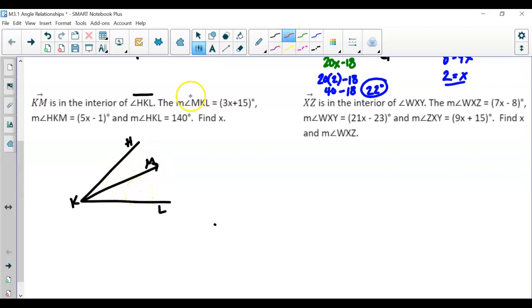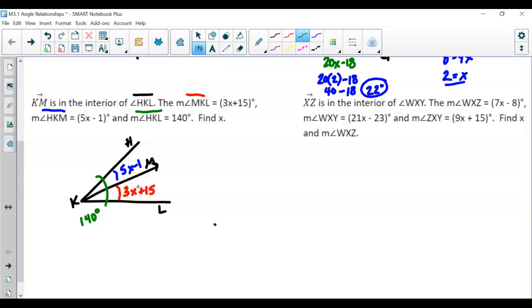But now we'll start labeling. MKL, this angle here, is 3x plus 15. HKM, this piece here, this angle, is 5x minus 1. And HKL, the entire angle here, is 140 degrees. We're going to find x. Well, do we set them equal to each other? No, because they're not the same, right? This is not a bisector. But we do know from angle addition that these two angles add together to give us 140 degrees.